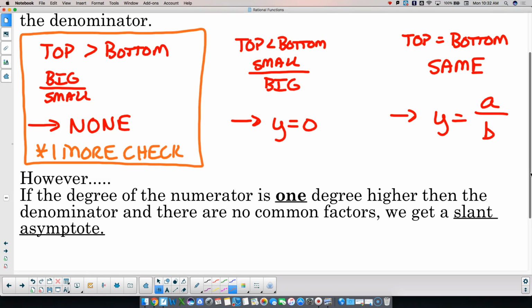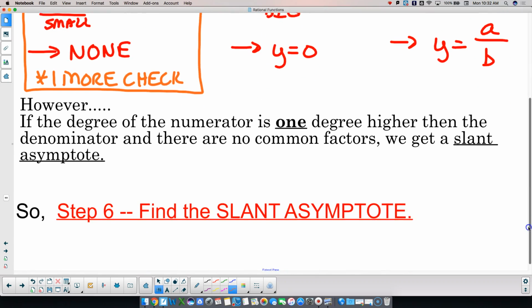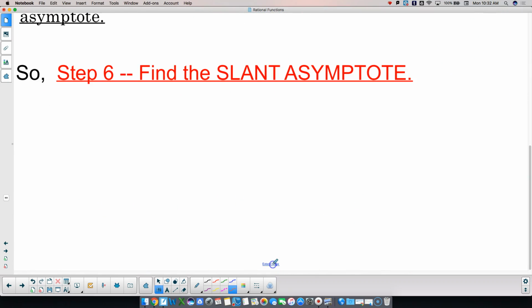So we're going to take that horizontal asymptote and we're going to tweak it just a little bit. It's not going to go all the way to vertical. It's going to be on a tilt. We're going to tip that horizontal asymptote just a little bit. And here's how we do it.